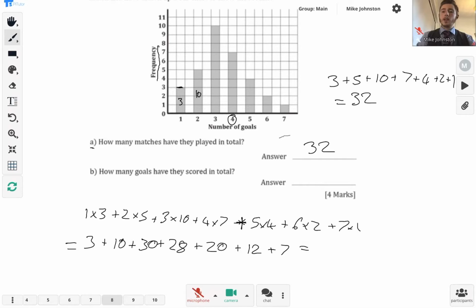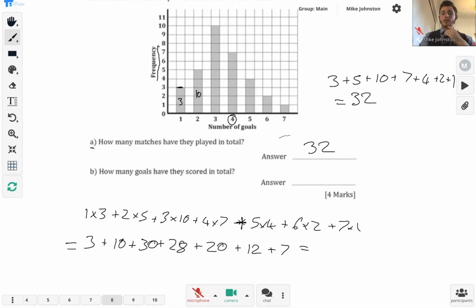Okay, so now you can either do this in column method, or if you've got a calculator, obviously do it on the calculator. But I think most of you would find this quite easy in your heads. But if you tend to make a lot of mistakes doing this, just use a method, because some people are going to be better at mental math than others. It will only take a few seconds longer in column method than doing it in your head.